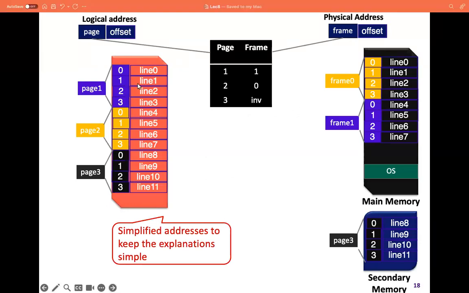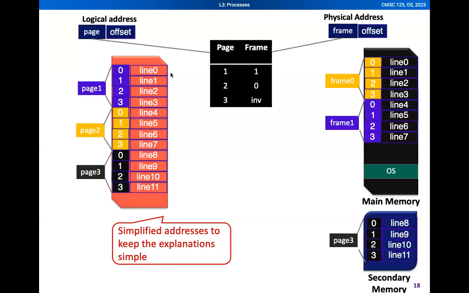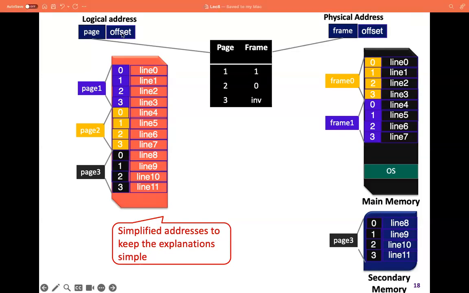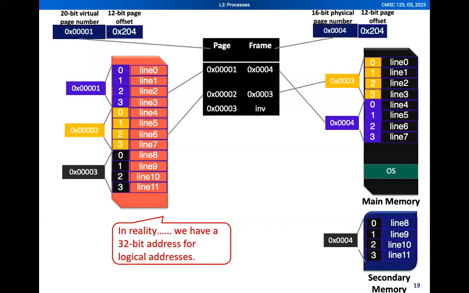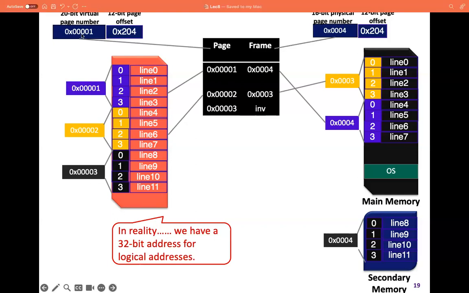So this is the illustration that we've had in the previous topic, which is of simple paging. We have one page table that maps the logical address and the physical address. We represent the logical address with the page and the offset, and the physical address with the frame and the offset. And these are just simplified addresses to keep the explanation simple. In reality, we have a 32-bit address for the logical addresses, wherein the first 20 bits represent the virtual page number, and the next 12 bits represent the offset.